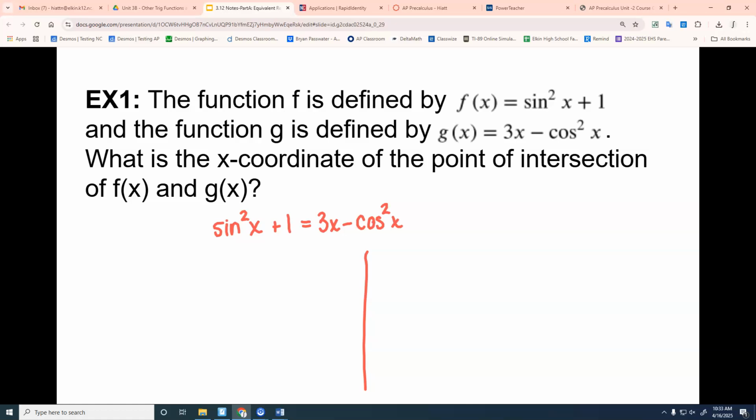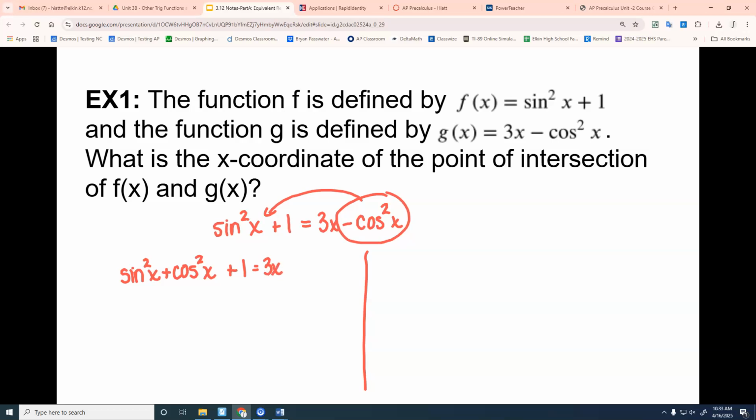what's going to happen if I take this cosine and I move it over here to the other side, right beside of that sine? It's going to have to be positive, right? So if I do that, I'm going to have sine squared x plus cosine squared x plus 1 equals 3x.